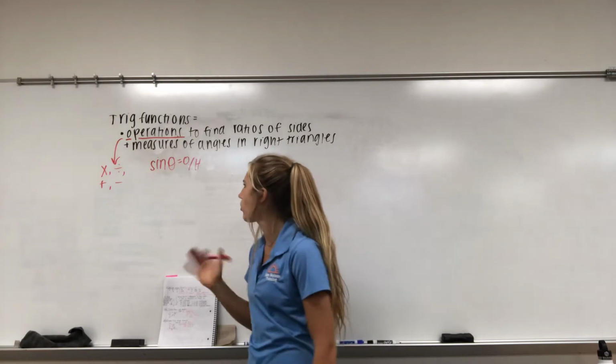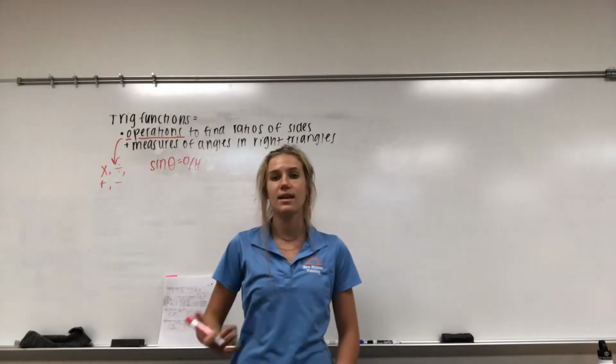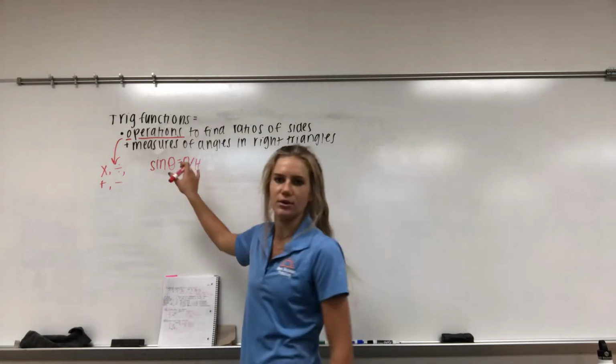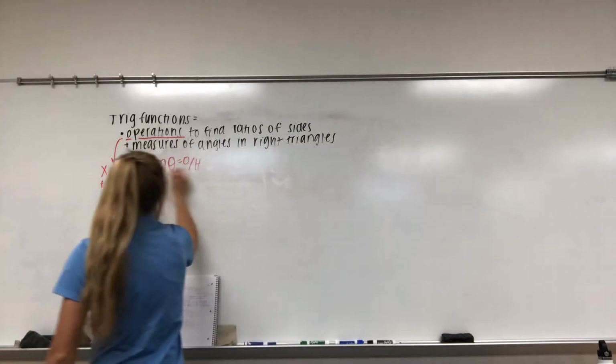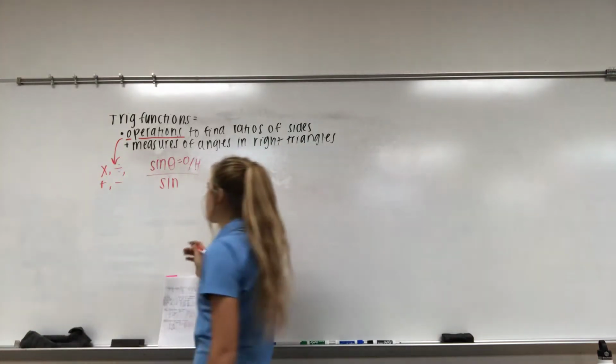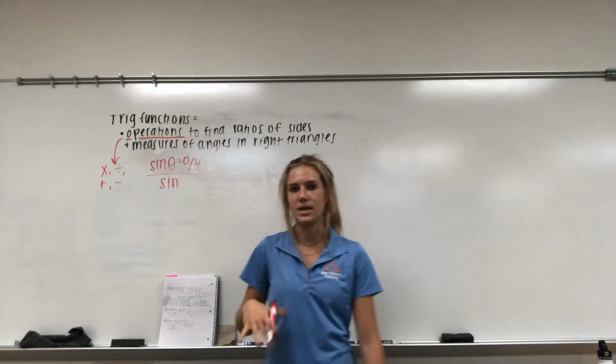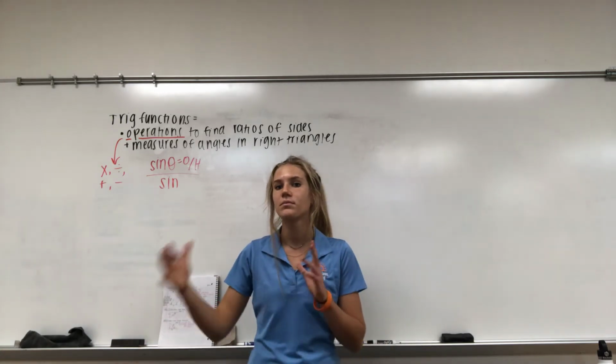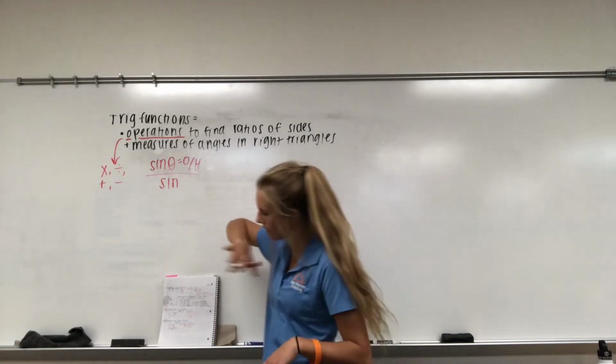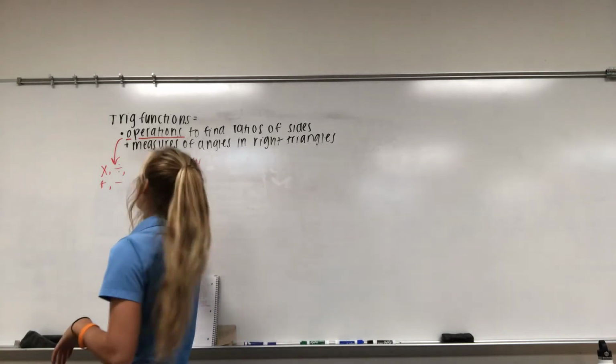But what some people will try to do in order to find theta, if that's what we want to find, and we'll have values here for our opposite and hypotenuse, they'll try to divide by sine. Because again, they think that they're being multiplied together, they're doing the opposite, but that's not correct. So like I said, don't write that down.